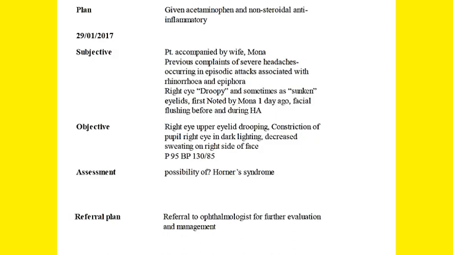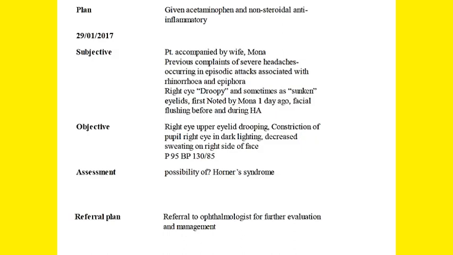Then the right eye appeared to be droopy, and sometimes sunken eyelids. This was first noted by his wife Mona one day ago, and the person had facial flushing before and during the headache. That was also noted. Apart from what they described, we also observed that his right eye and upper eyelid were drooping, constriction of the pupil in dark lighting, and decreased sweating on the right side of the face.